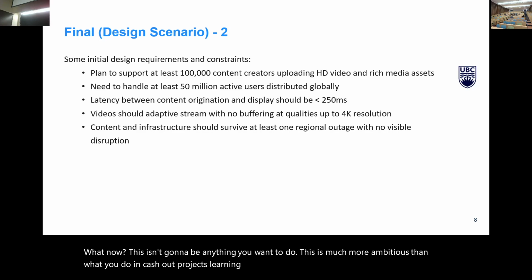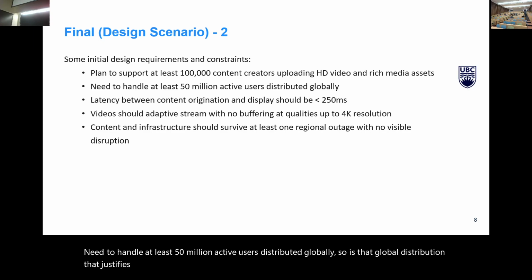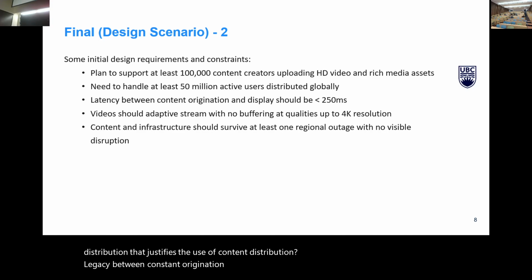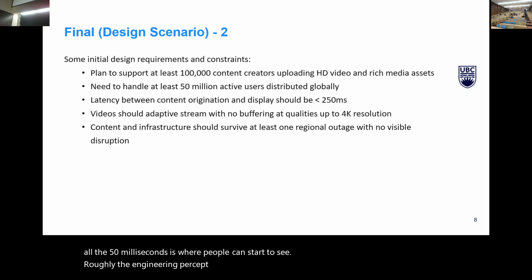You need to handle at least 50 million active users distributed globally. So it's that global distribution that justifies the use of a content distribution network. Latency between content origination and display should be less than 250 milliseconds, because above 250 milliseconds is where people can start to see it. That's roughly the edge of human perception, about a quarter of a second.